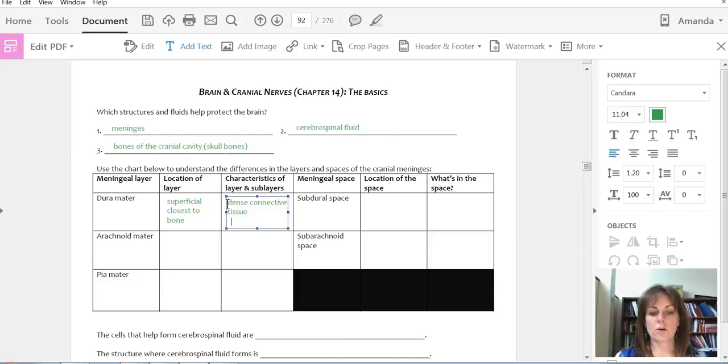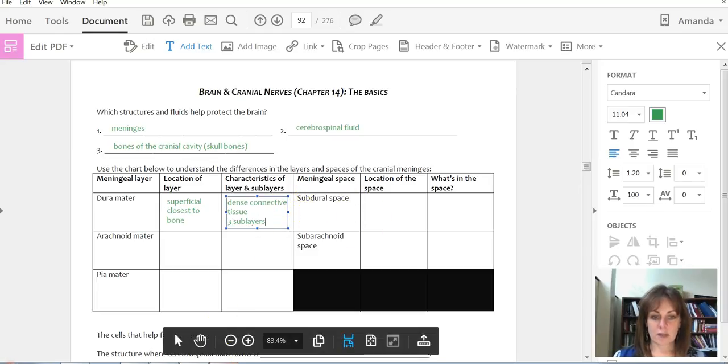And then you should know, and I'm not going to write them out because we just discussed them, but you should know the three, I'll call them sublayers, or three different parts of the dura mater, which is the periosteal layer, the dural sinus, and the meningeal layer. Okay. Now, the other thing we're going to have here is this word subdural. Now remember, sub means underneath or deep to. So we have this space called the subdural space.